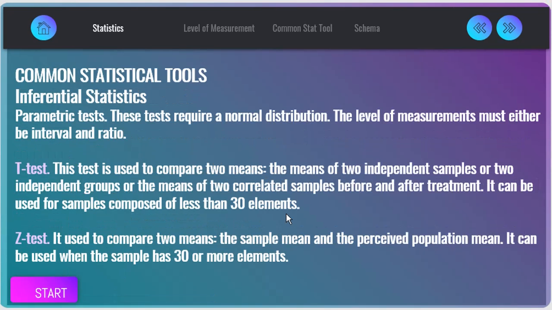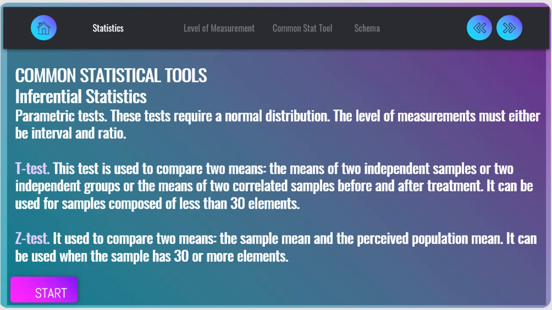Now we are done going over the most common descriptive statistical tools such as the frequency distribution, proportion, percentage, measures of central tendency (mode, median, and mean), and variability or dispersion, which are range, average deviation, variance, and standard deviation. Now we proceed to inferential statistics.